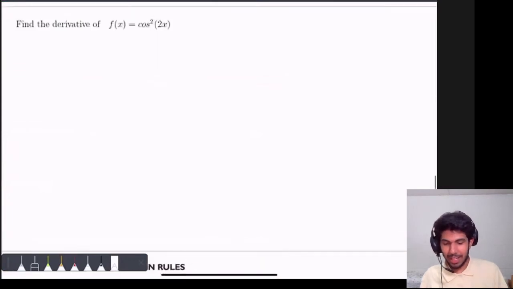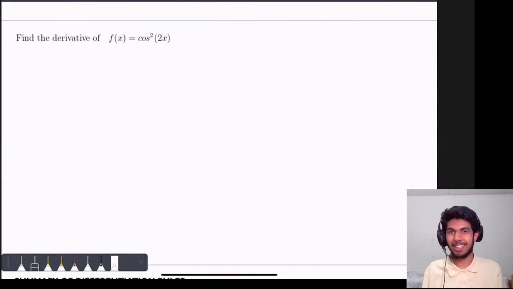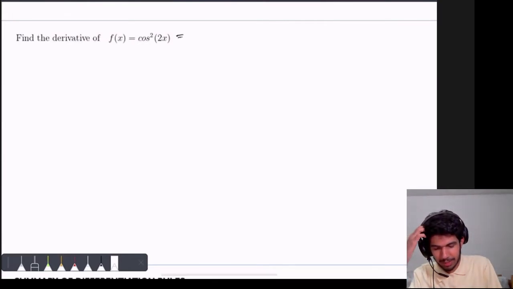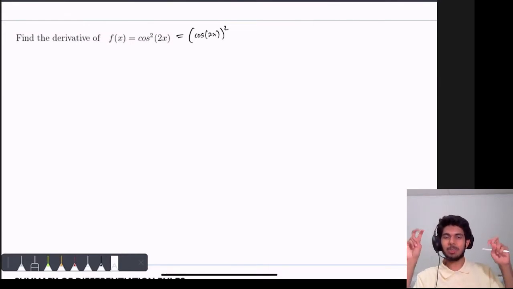Okay, so now we have f of x equals cosine squared of 2x. So this one's a little bit different, right? We just did cosine of 2x. Now we want to see what happens when we have cosine squared of 2x. And this kind of seems like a chain rule type thing. In fact, let me just rewrite this as cosine of 2x, all of that squared, right? So let's try to use this outside-inside type thing.